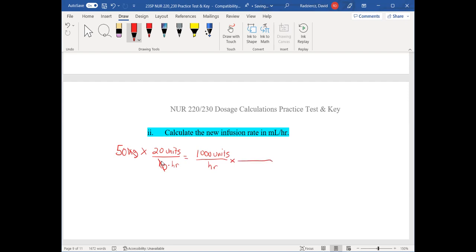Once I have that 1,000 units per hour, we can convert units per hour to milliliters per hour by eliminating units. And we do that by, again, looking at our available. It's the same IV that the patient is still on, that same IV that contains 25,000 units of heparin in 250 milliliters half normal saline. And we're going to get a flow rate of 10 milliliters per hour.